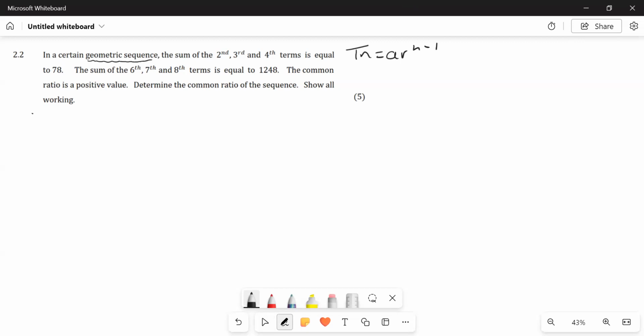So meaning now, t2 plus t3 plus t4 is equal to 78. That's the first part.